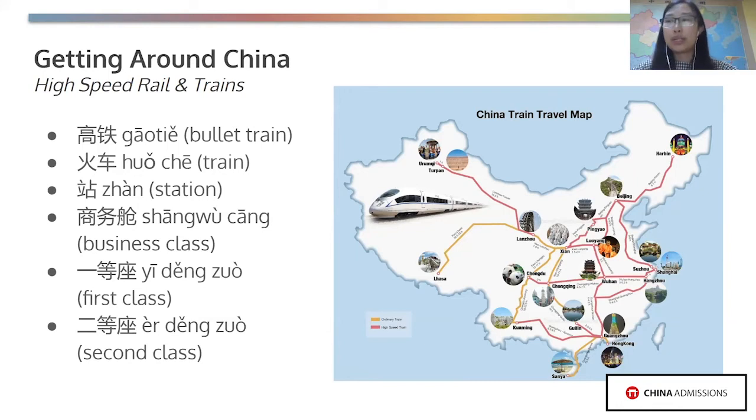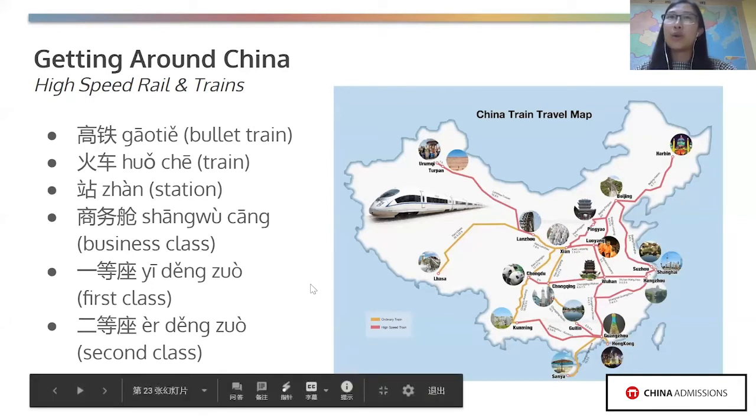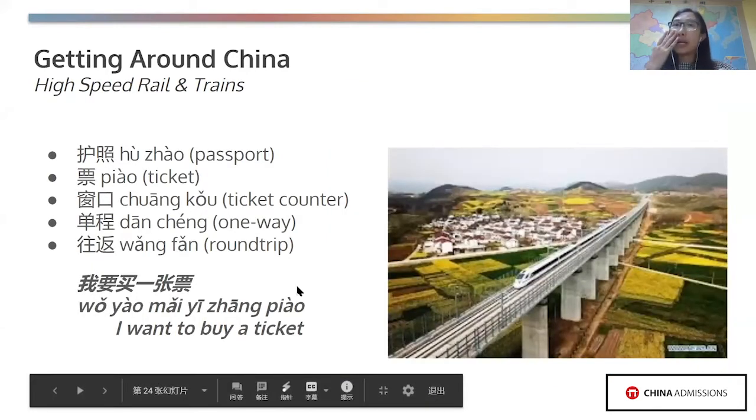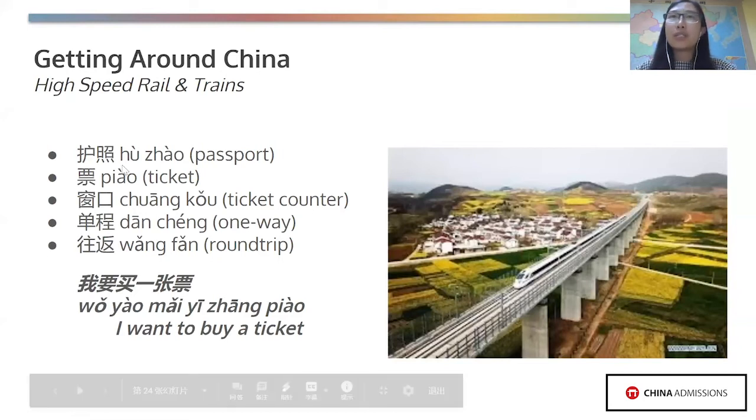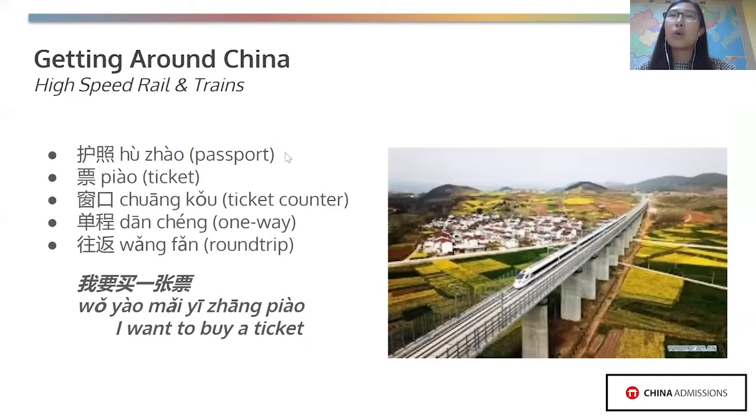Highlight, bullet train. I think I like it most. It's my favorite travel transportation method. Okay, next one. If you come to China, the most important thing is your 护照, right? Passport, 护照. And you cannot get a train ticket if you don't have your passport. So it's very important. 护照 and 票, ticket.